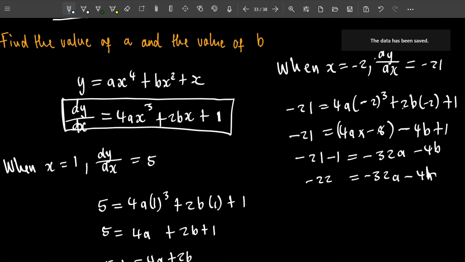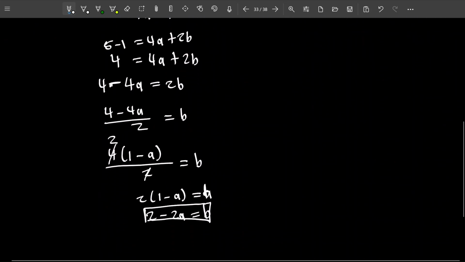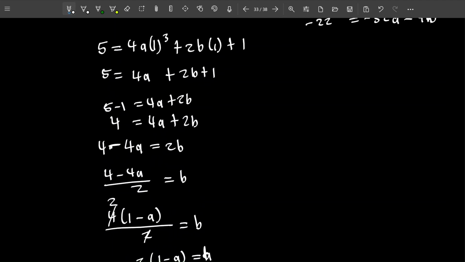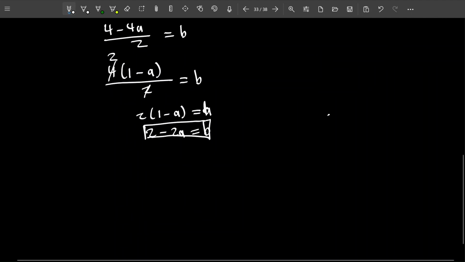Well, we have the second one. We can now find our answers. Because in here we say that 2 minus 2a is b. So wherever there is b, we can put 2 minus 2a. So I could go ahead and say, 2 minus 2a is equal to b. So I can say negative 22.